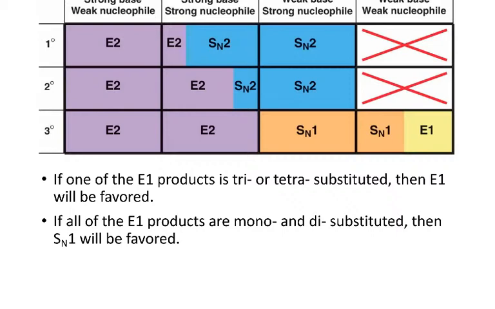If all of the E1 products are mono and di substituted, then the SN1 mechanism is going to be favored. So let's take a look at a quick example.